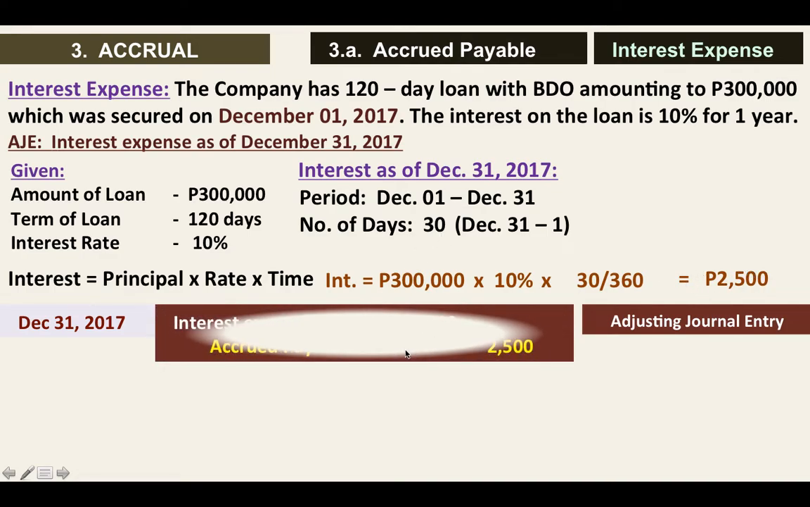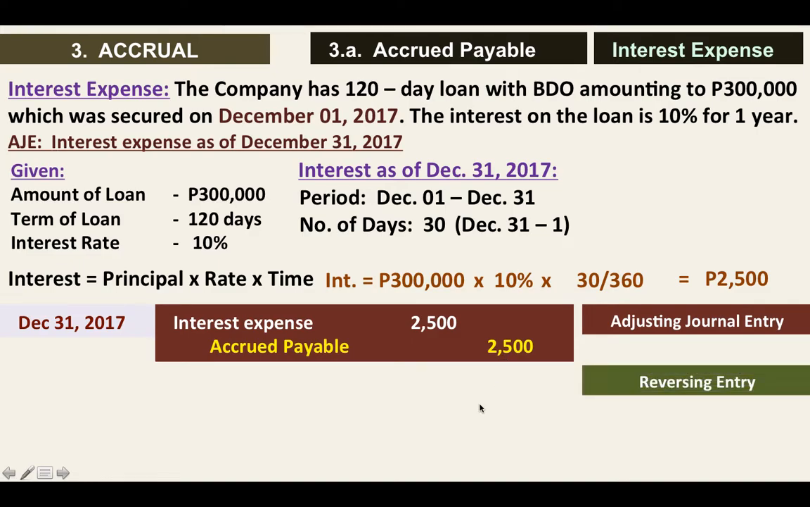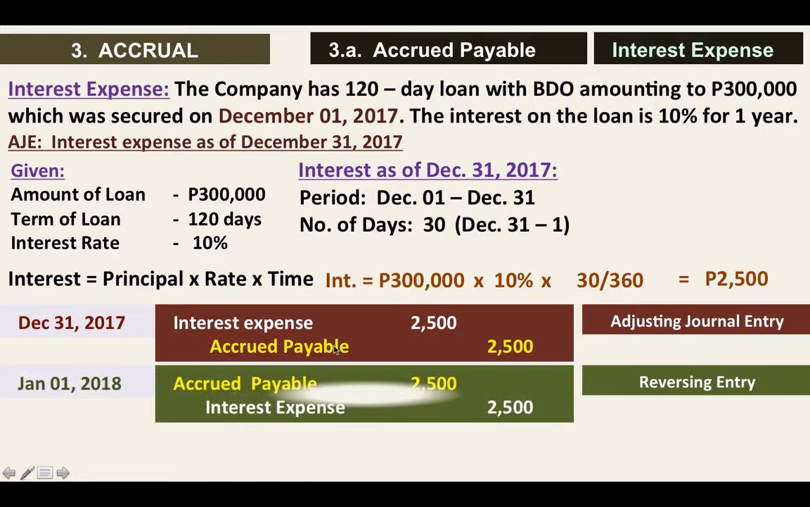Okay, so in this, we can already prepare our adjusting journal entry. We debit interest expense 2,500 and credit accrued payable 2,500. And we have to prepare our reversing entry on January 1st. And our reversing entry is reversing this, debit accrued payable 2,500 and credit interest expense 2,500.